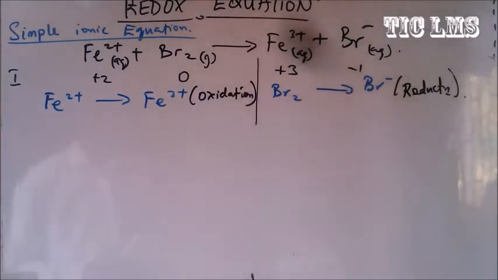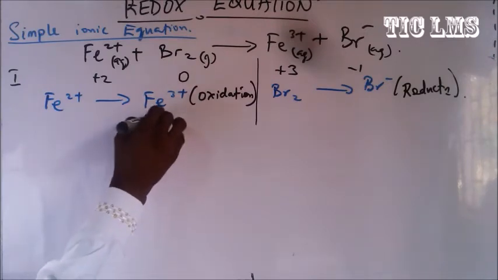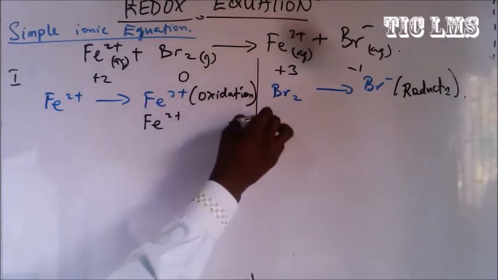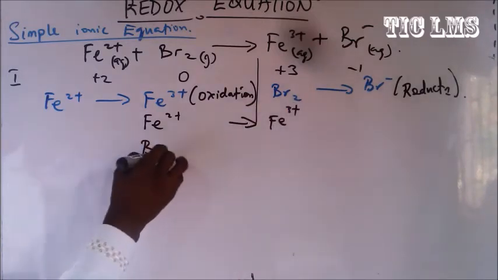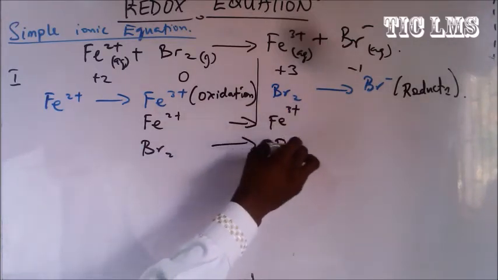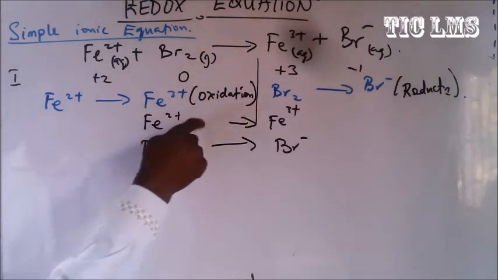Next, we'll balance the atoms. And to balance the atoms, we write them side by side. Here we have Fe2+ becoming Fe3+, and then we have Br2 becoming Br-. We have 2+ as the oxidation number here, and it has increased to 3+ here. So we are saying that this has lost 1 electron.